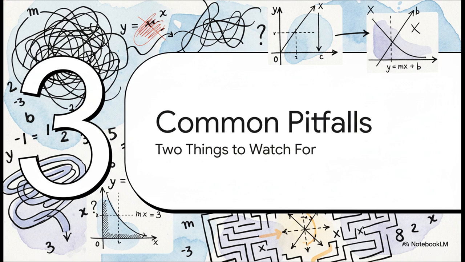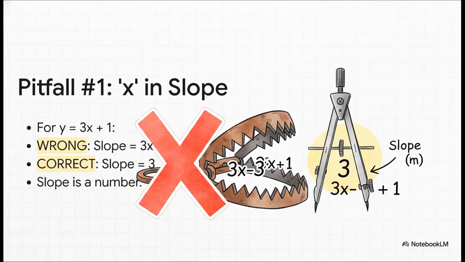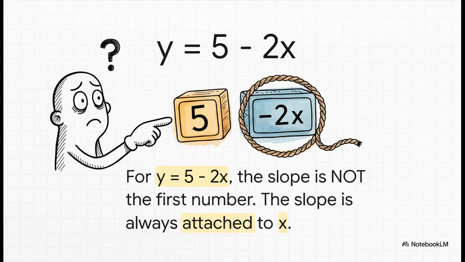So let's talk about the two biggest traps that students fall into. Knowing about these ahead of time is going to save you a ton of headaches, trust me. So pitfall number 1, a lot of people will say the slope is 3x. That is absolutely wrong. The slope is the rate, right? It's how things are changing, and that's always just a number. The x is the variable, so for y equals 3x plus 1, the slope is just 3. Simple as that.